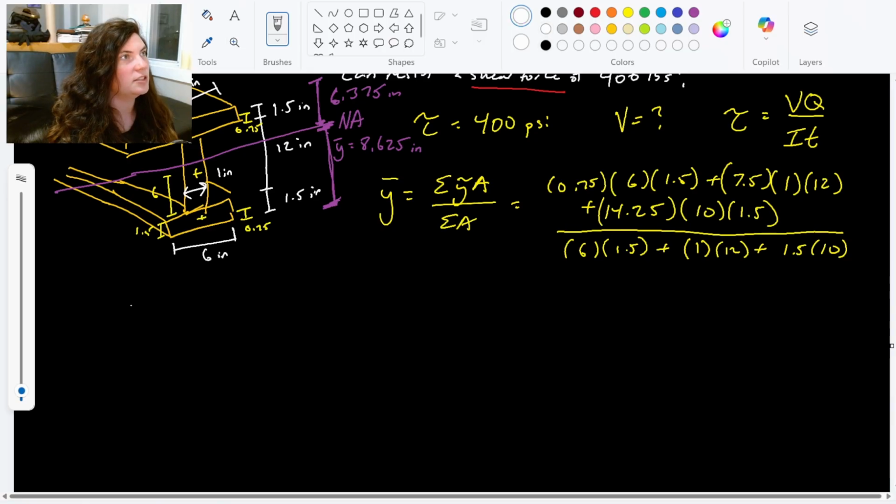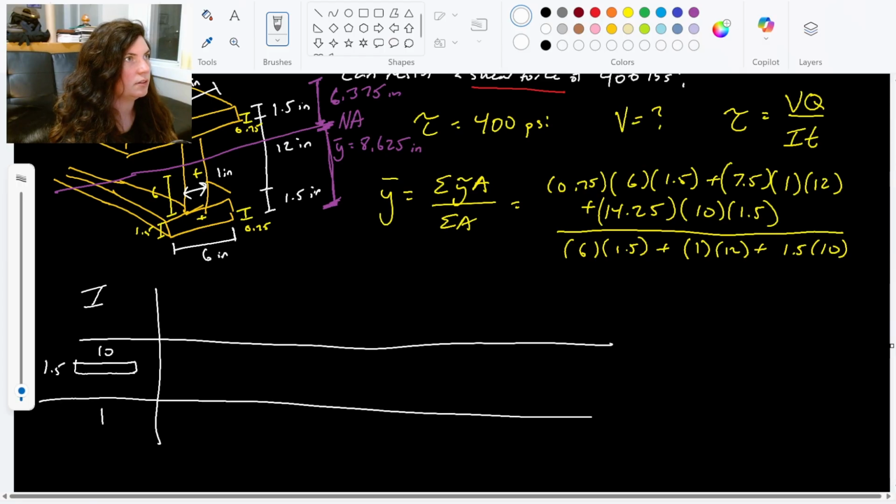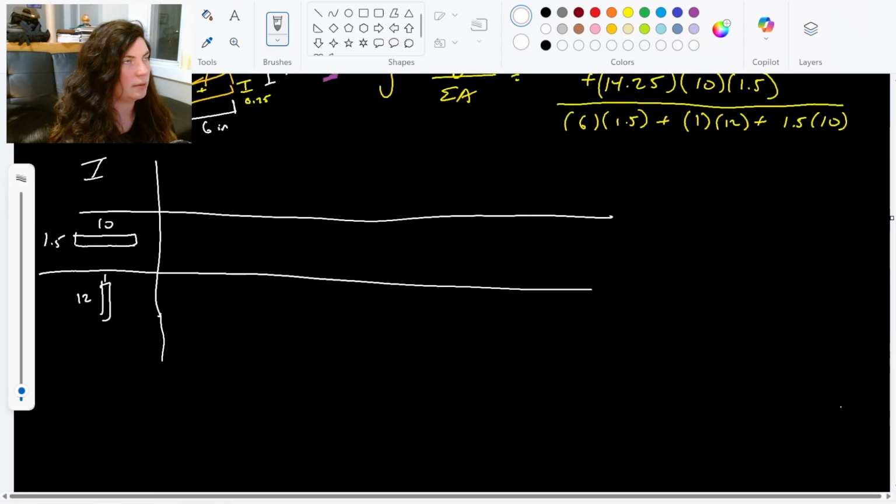So the way that I like to do moment of inertia when I do this table method is I like to do every shape. So I'm going to say this is the top shape, this is my 10 by 1.5 shape. And then I like to do, here's the middle shape, the 12 by 1. I don't always draw them in as pictures. Sometimes I just label them like shape 1, 2, 3.